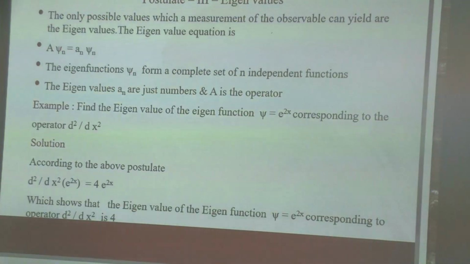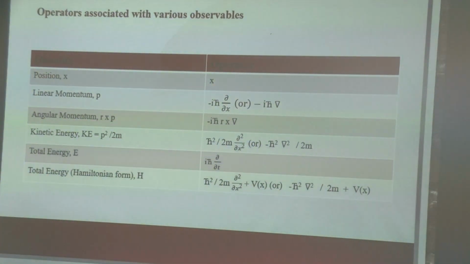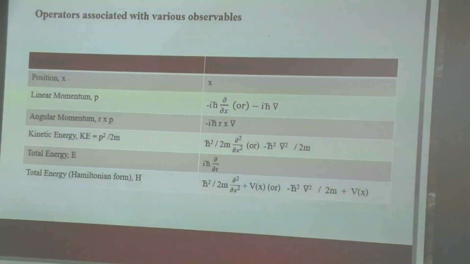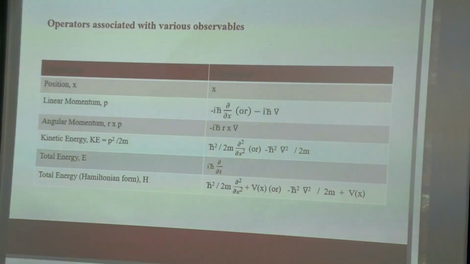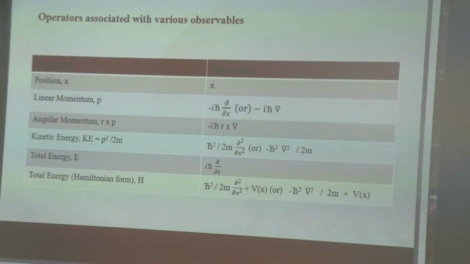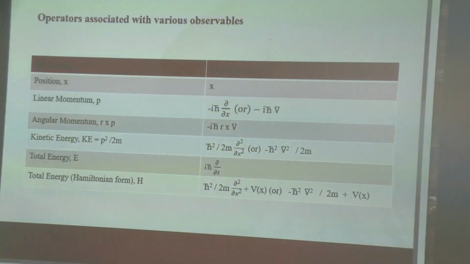Next, the total energy E has the associated operator i h cross dou by dou t. Now the total energy H, that is the Hamiltonian, which is the sum of the kinetic and potential energy, is given by: for kinetic energy we can substitute minus h cross squared by 2m dou squared by dou x squared, and for potential energy it is V of x. Therefore, the total Hamiltonian is minus h cross squared by 2m dou squared by dou x squared plus V of x, or for the three-dimensional case, minus h cross squared del squared divided by 2m plus V.